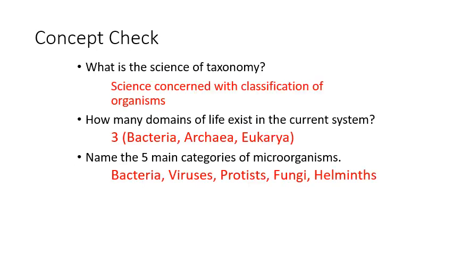All right, so here are your answers. Taxonomy is the science concerned with the classification of organisms, so just how we classify things. In the current system, the Woese-Fox system, there are 3 domains. Those are bacteria, archaea, and eukarya. And the 5 major categories of microbes are bacteria, viruses, protists, fungi, and helminths.